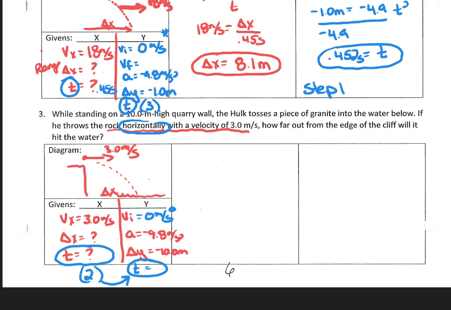What did we do last time? We used delta y equals VIT plus 1/2 AT squared. We have the ease of canceling out VI because it's 0. And then we have -10 meters equals -4.9 T squared. This is going to become quite easy for you in a matter of maybe 2 practice problems. So let's go ahead and do that. Let's take the square root of 10 divided by 4.9.